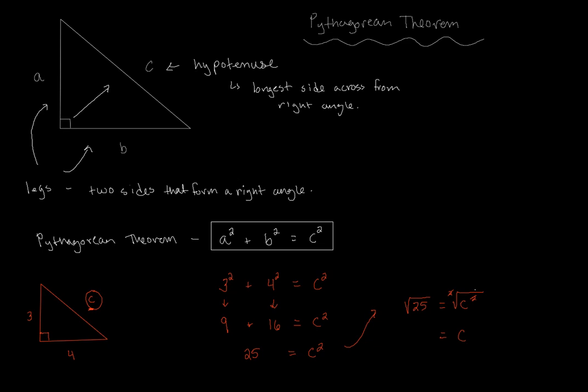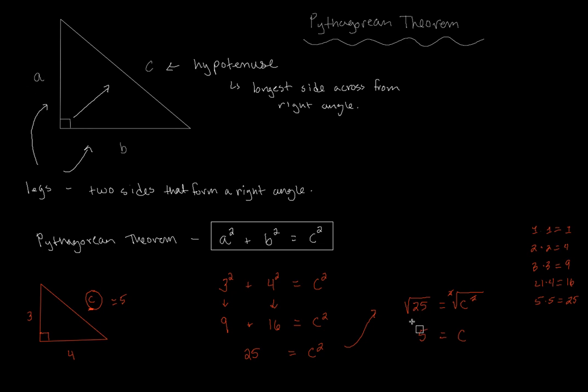If we do 1 times 1, we just get 1. 2 times 2 gives us 4. 3 times 3 equals 9. 4 times 4 equals 16. And then 5 times 5, we know, gives us 25. So the actual answer for C should be 5. C is going to equal 5.